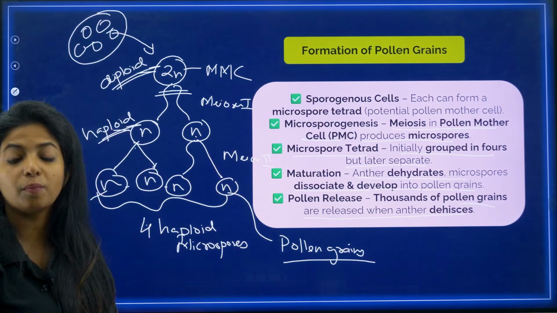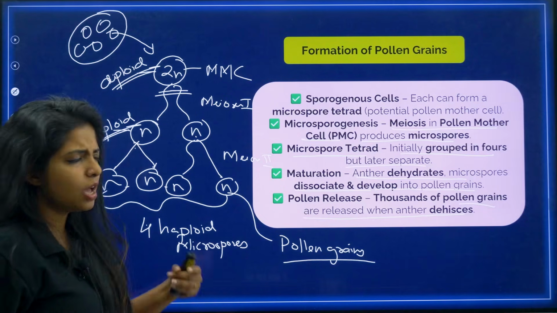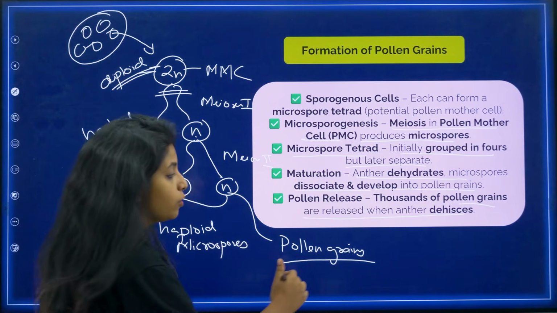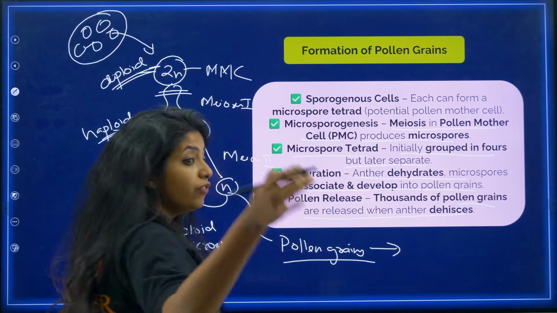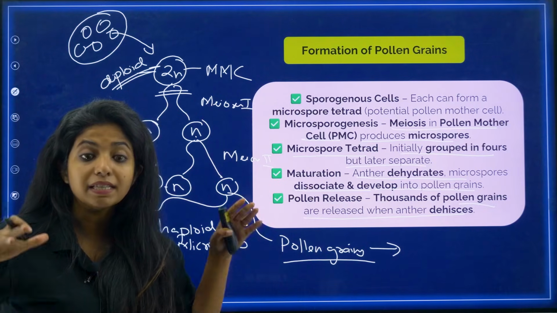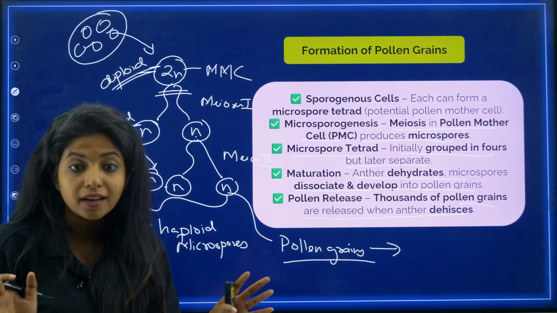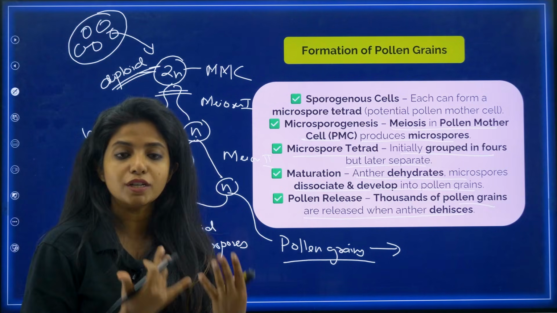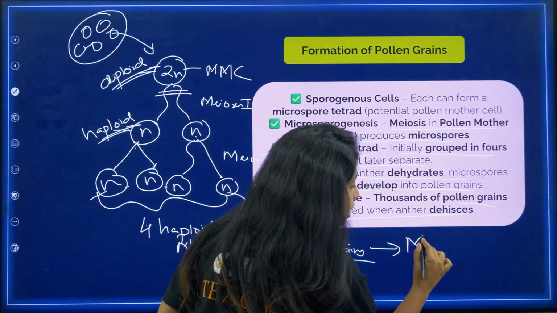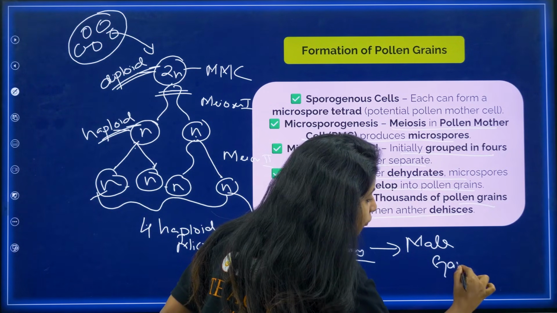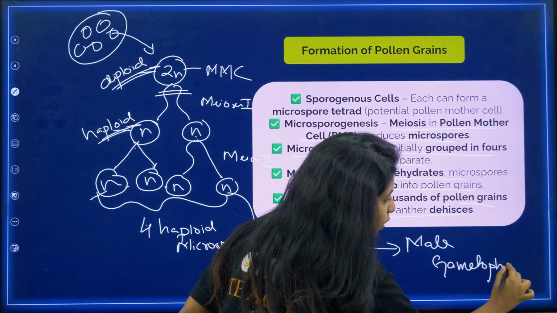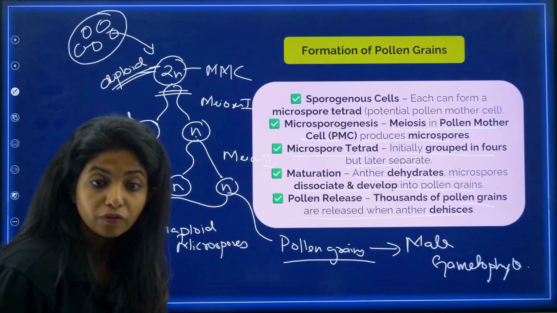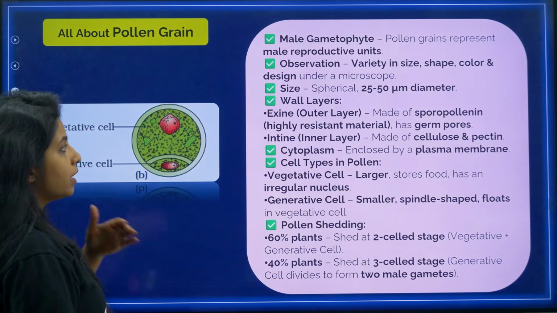Now we are going to talk about the structure of the pollen grains. Why have we released the pollen grains? Because, my dear children, pollen grains will have the male gametes in them. A pollen grain is not the male gamete. Pollen grains are the ones that produce male gametes. So the one that produces male gametes, what can I call it? I can call it the male gametophyte, because it is going to form the gametes.